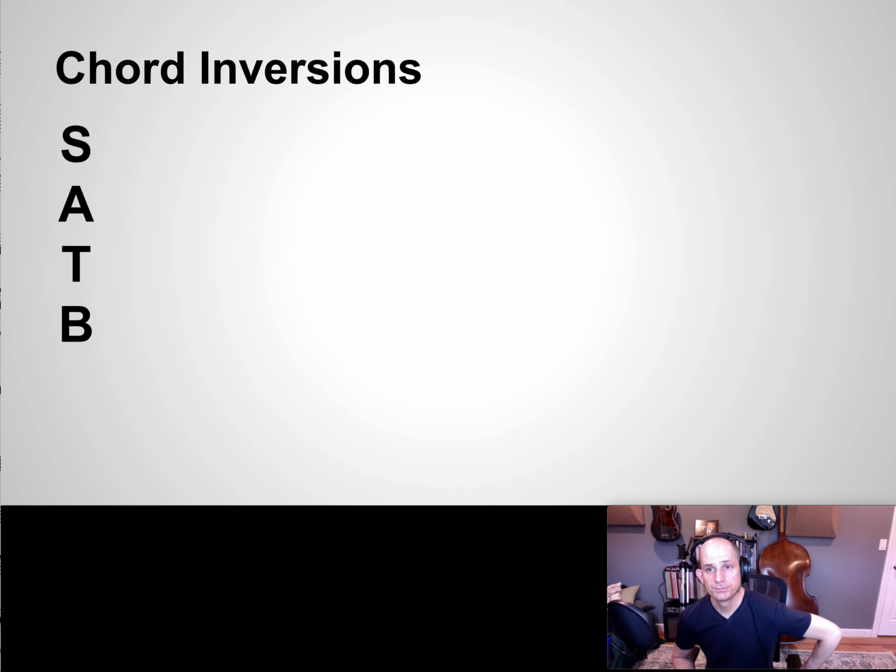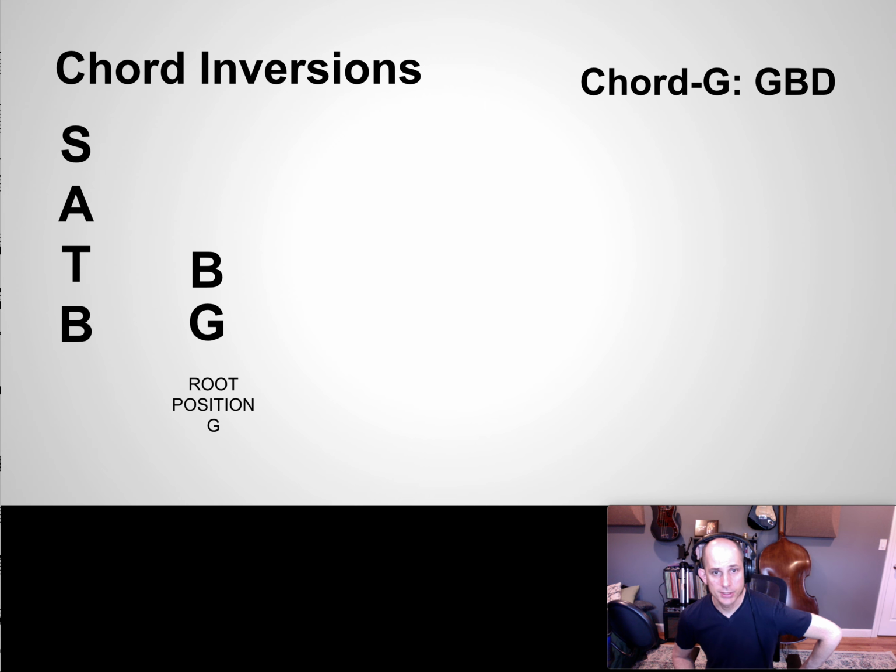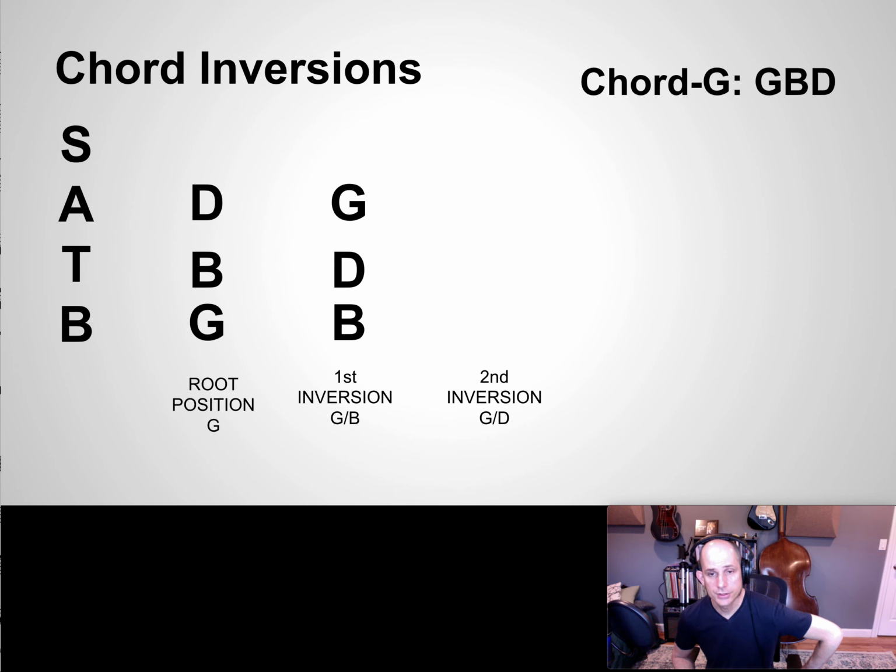Okay, so let's look at our soprano, alto, tenor, bass in this next example. If I have a G chord, okay, G, B, D, and the root position G chord looks like that. You put a G in the bass and you have your B and D in the other voices. If I had it in first inversion, that's the G over B chord. That means the third is in the bass. I put the B in the bass, and then D and G in any of the other voices. And then second inversion is taking that G chord with a D in the bass. So now D with G and B.